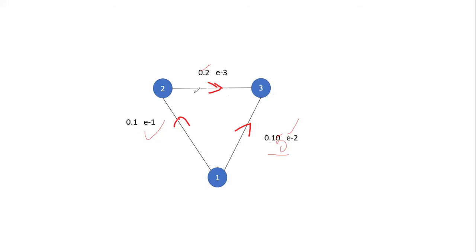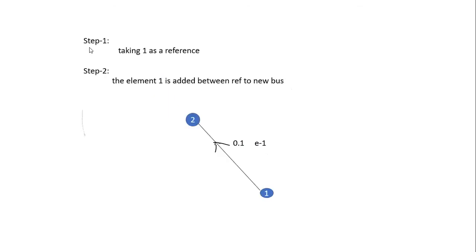After drawing that graph, we form the Z-bus using the building algorithm, step by step. Step 1: take 1 as the reference node or reference bus. In this graph, we are taking bus 1 as the reference.